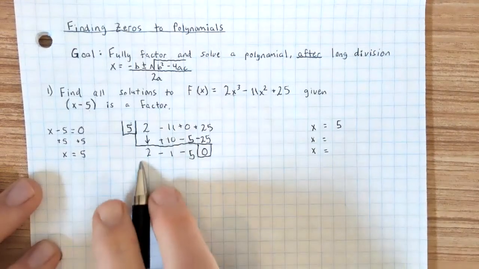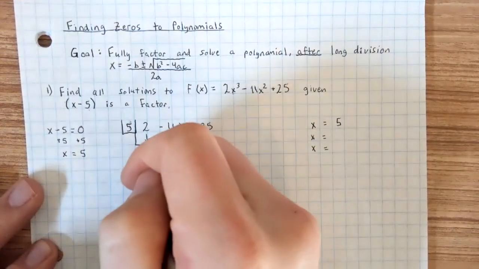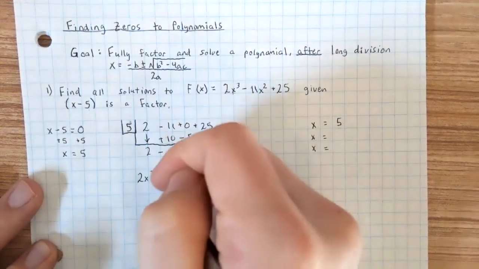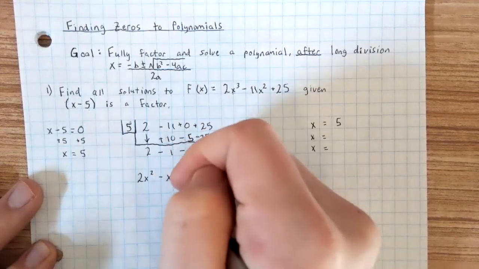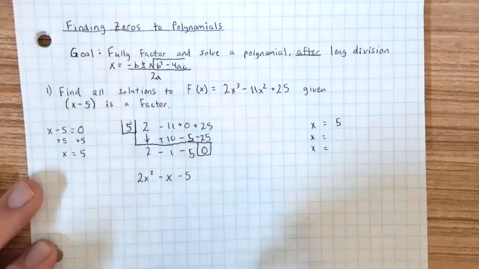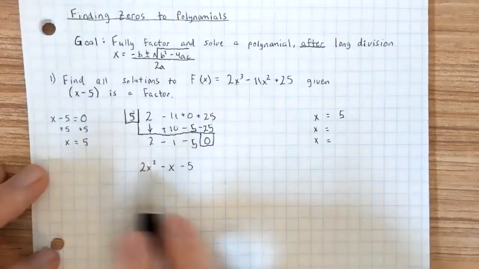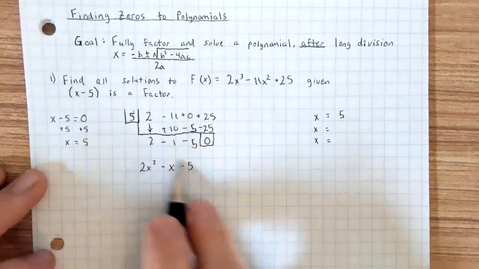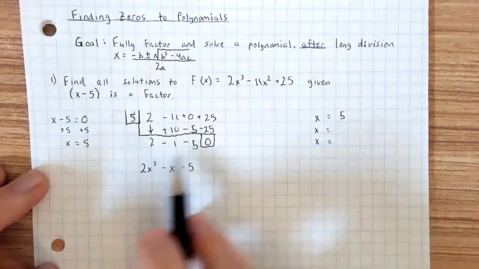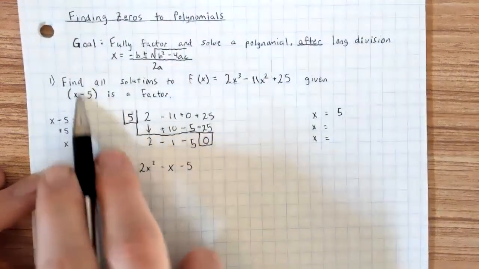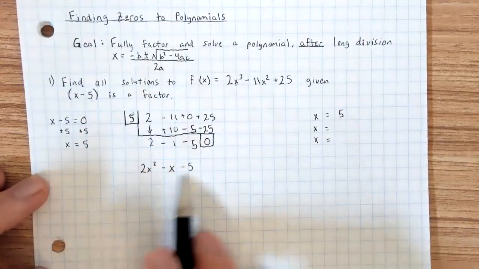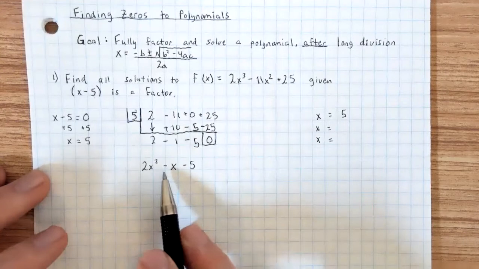All right, so we've got our quadratic pretty much built. It is 2x squared minus x minus 5. With this quadratic, remember, the goal here is to try to find the solutions of it now. All we've done so far with long division is write the factor getting multiplied by the quadratic that we built, and then we're done.